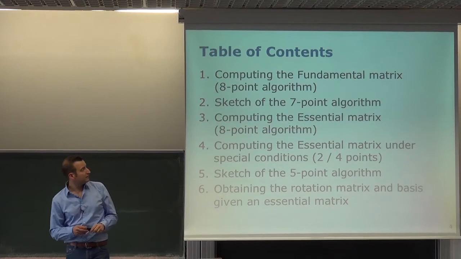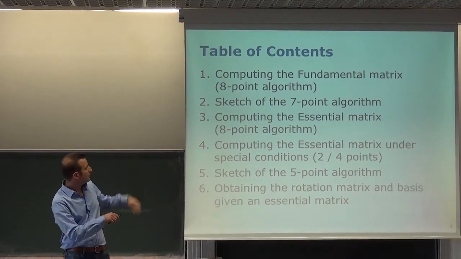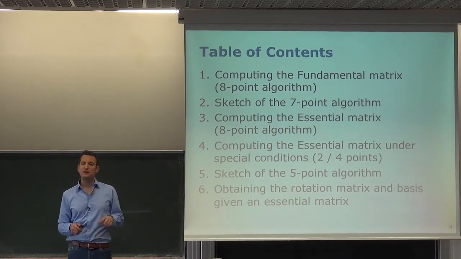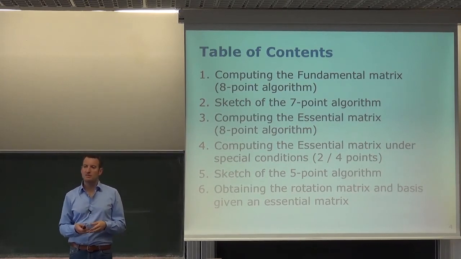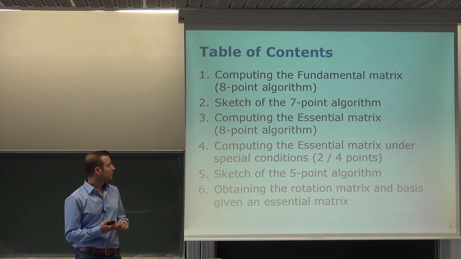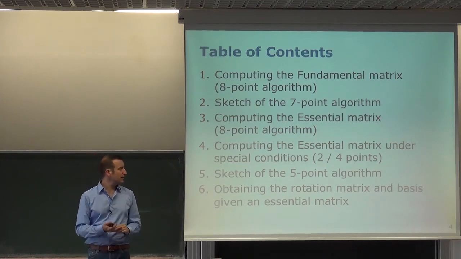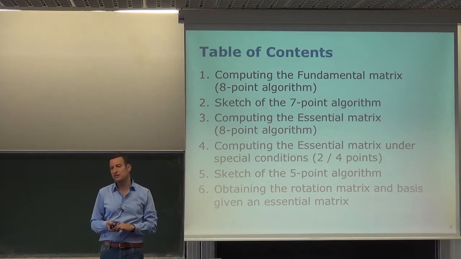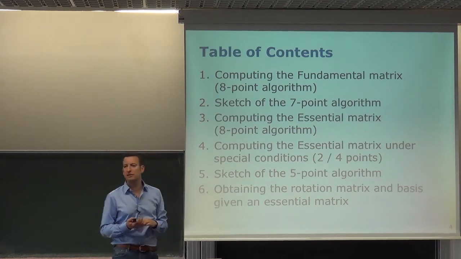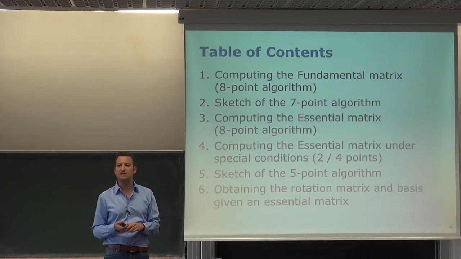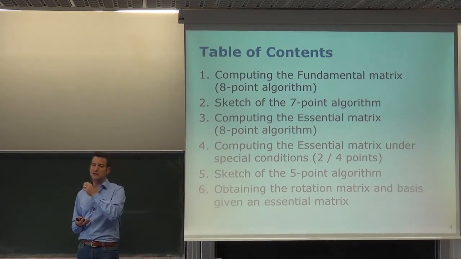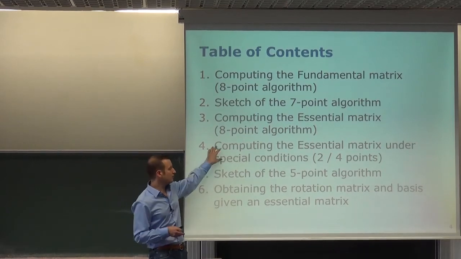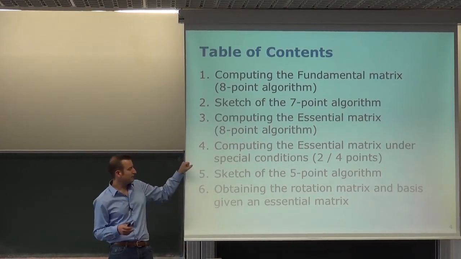In more detail, we will start with the so-called 8-point algorithm for the fundamental matrix, then see if we can do that even with a smaller number of points, so with 7 points. We look into the computation of the essential matrix using basically the same algorithm, slightly adapted, and then look into special cases. So if we have some background information about how the points have been selected, or if I already know, let's say, the rotation between the two cameras but not the baseline, how I can do that more efficiently. And then we'll come to the 5-point algorithm.